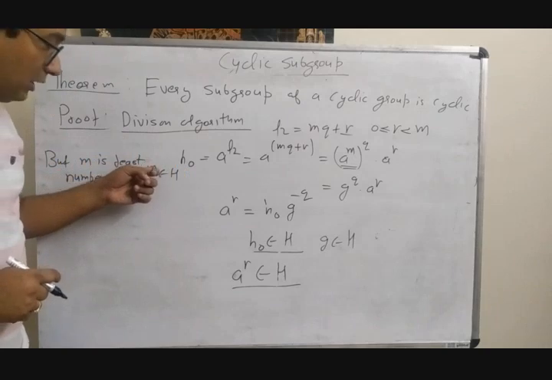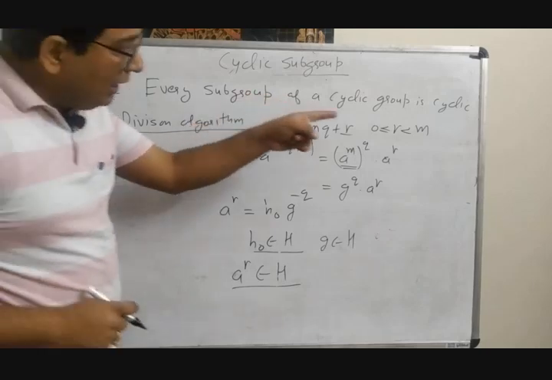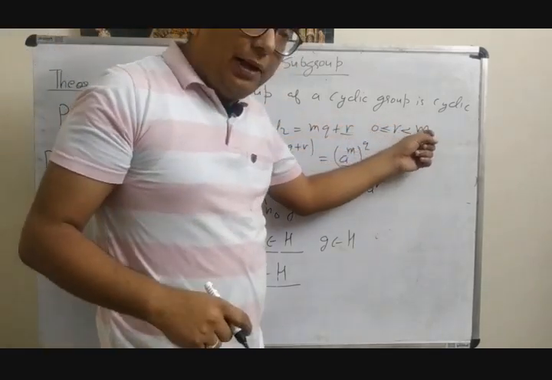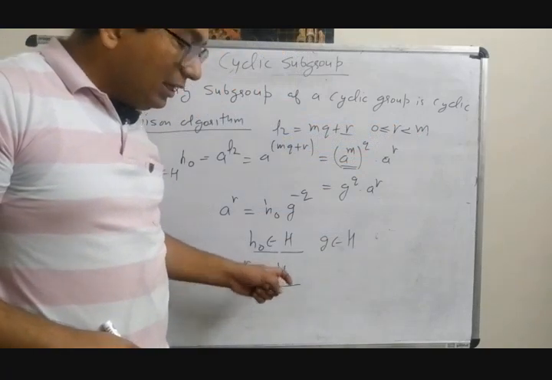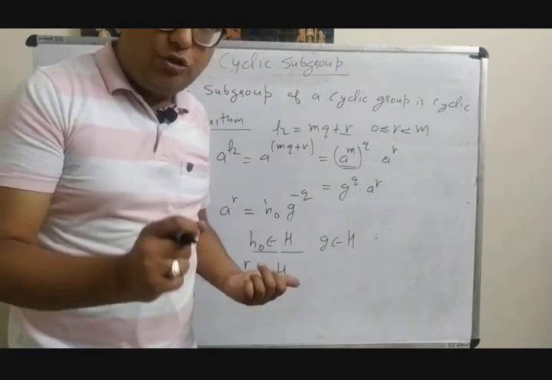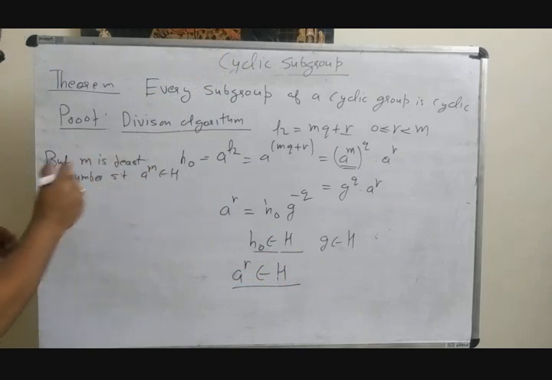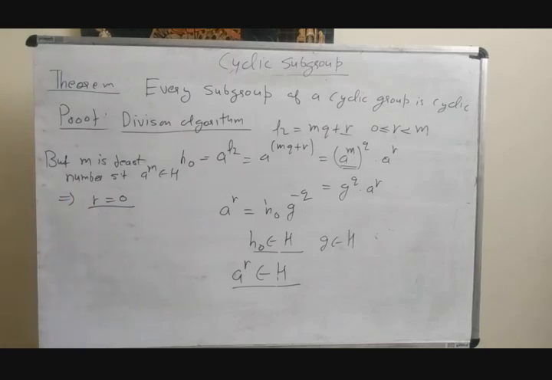Means M is the smallest number for which A raised to power M belongs to H. But here R is smaller than M. And what observation did we get? That A raised to power R belongs to H. Which is not possible. So what does it imply? It implies R must be equal to 0.